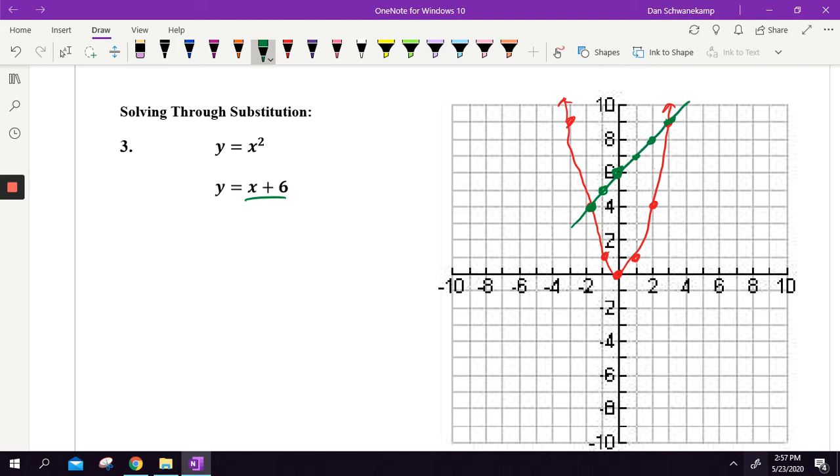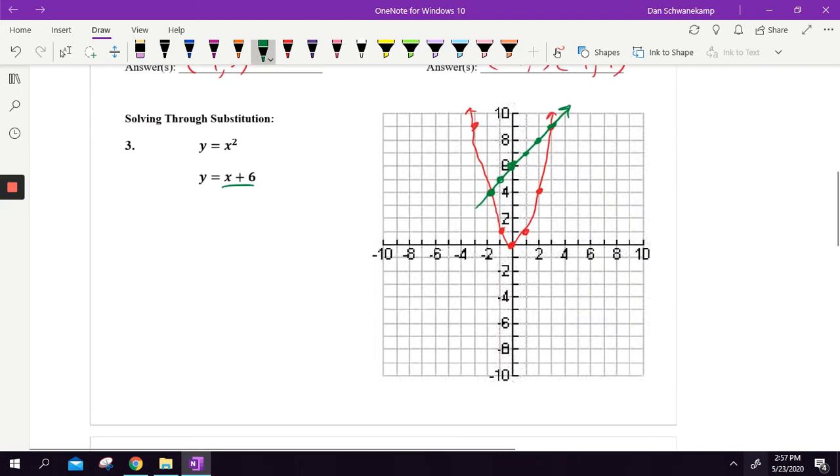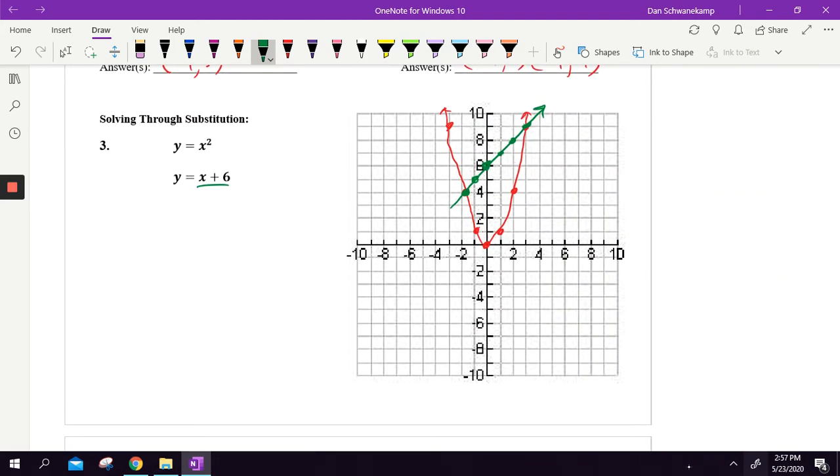There are two different intersection points. It looks like my answers are at 3, 9. That's what this ordered pair is. And this one looks like it's at negative 2, 4. I was a little rough on that graph, but that's what I think it is.